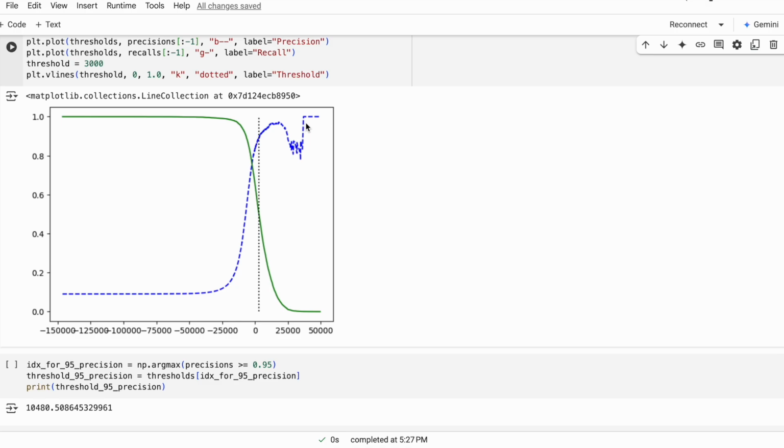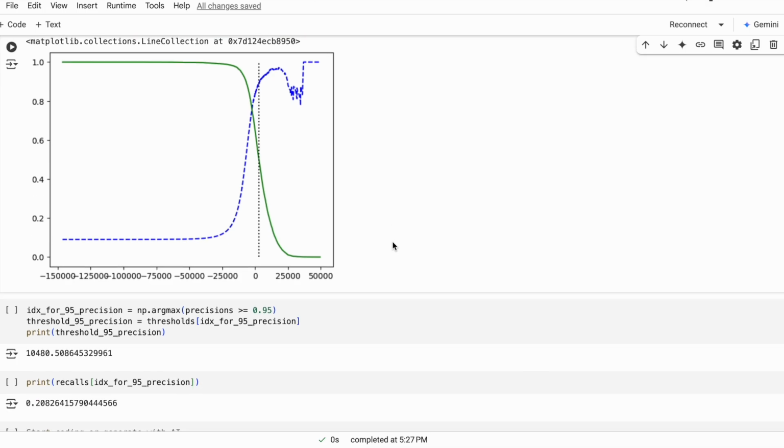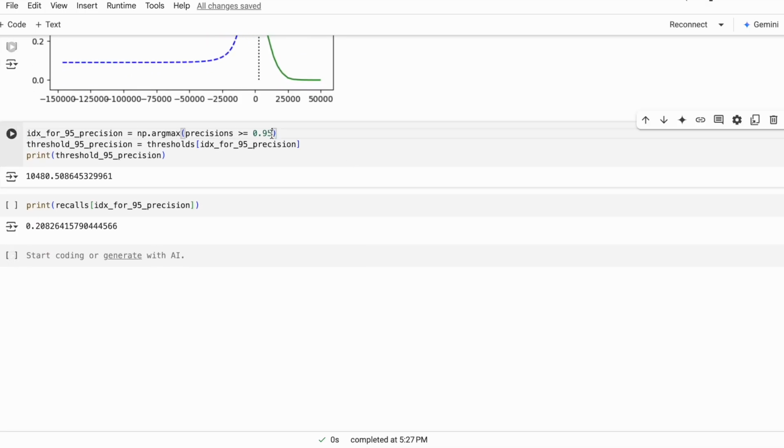Regarding how to choose a threshold, it usually depends on what exactly you want. Let's say we want higher precision. We want 95% of 5 predictions to be right. Let's find out what threshold we should use. NumPy argmax returns the first index in the precision array whose value is larger than 0.95. From the result, we need to set our threshold at 10,480 in order to achieve 95% precision.